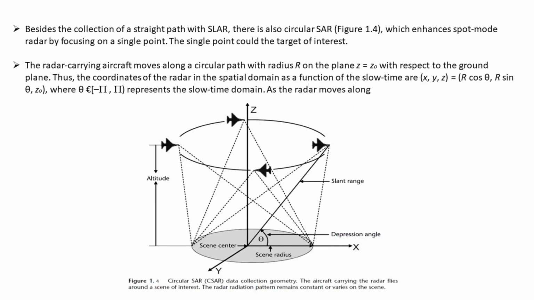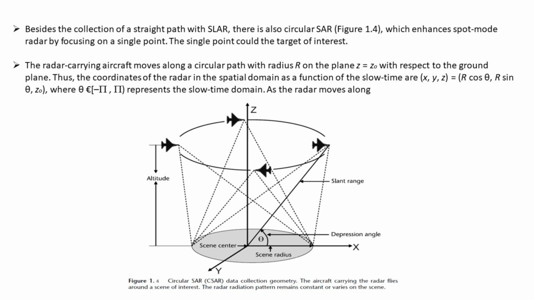Besides the collection of a straight path with SLAR, there is also circular SAR, figure 1.4, which enhances spot mode radar by focusing on a single point. The single point could be the target of interest. The radar-carrying aircraft moves along a circular path with radius r on the plane z = z0 with respect to the ground plane.